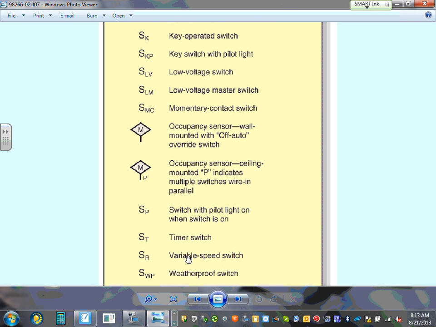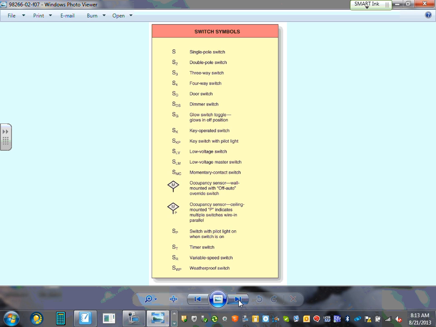So your job starting tomorrow, guys, is to familiarize yourself with the symbols that we have in our project. Please read these and look at them. If you read something and you don't understand it, like key operated switch or key switch with a pilot light, please talk to me, because there are so many of them and you use them as you need them.